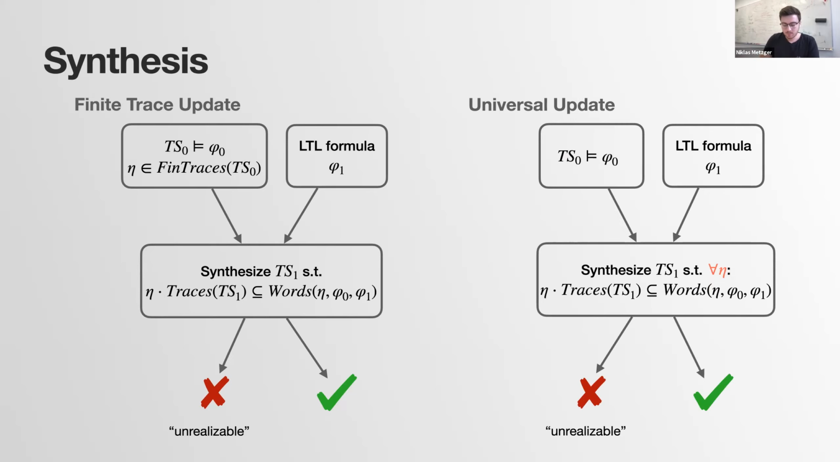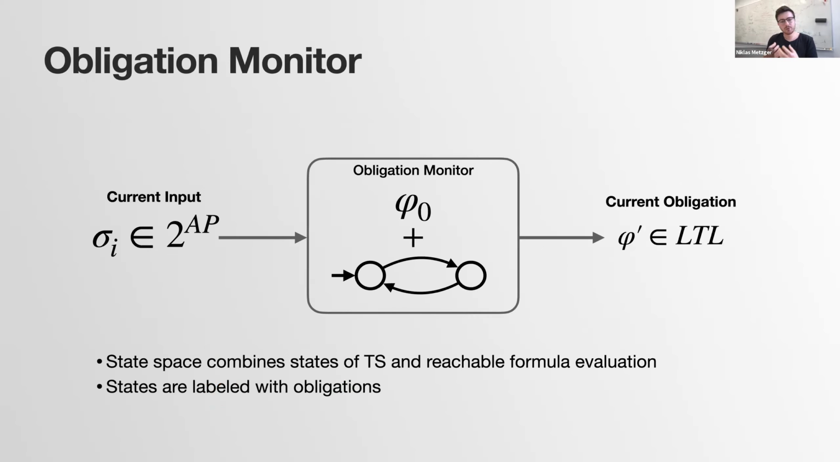Okay, our methodology for that, how can we actually compute these obligations, is the obligation monitor. What happens here is, to know what we actually have to synthesize, we need to know the formula that is still to be satisfied by the update system. And it is determined by two things, by the previous specification, but also combined with the implementation, because both of these things are interdependent, and we need to build a monitor that tracks the states of the implementation, but also the possible formula evaluations.